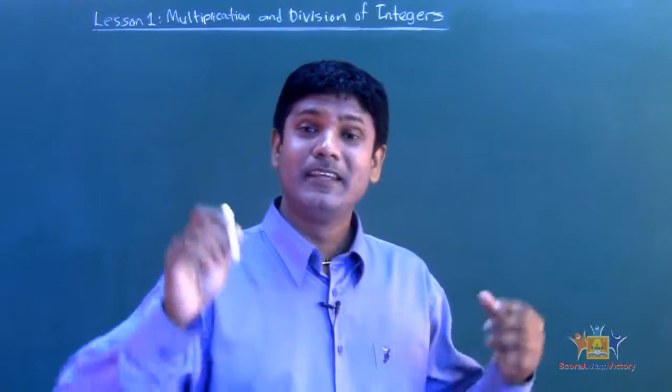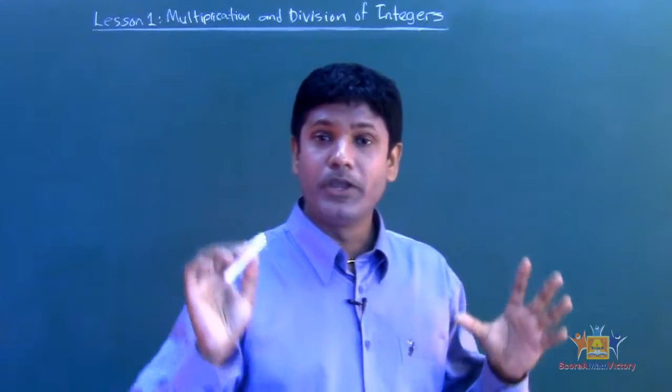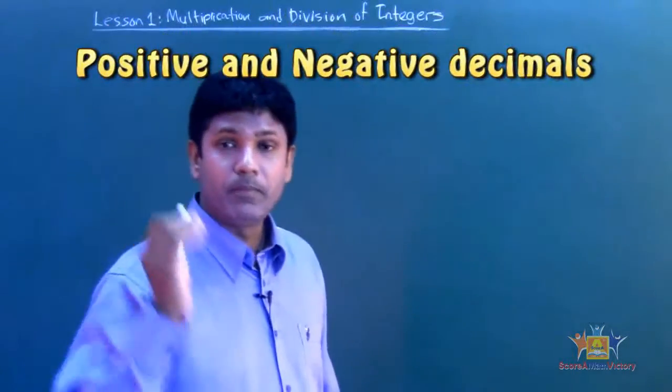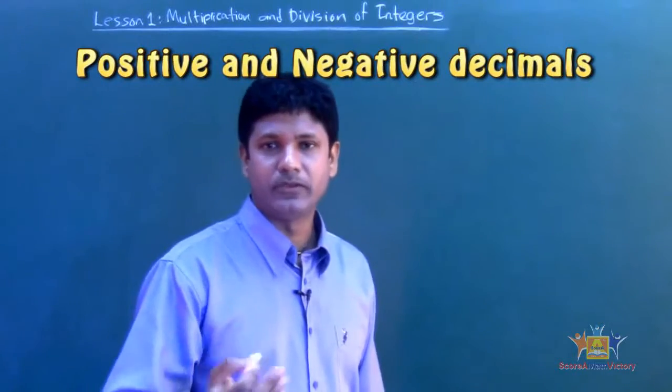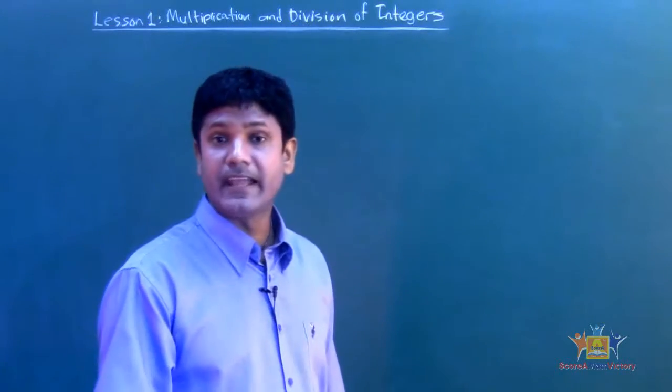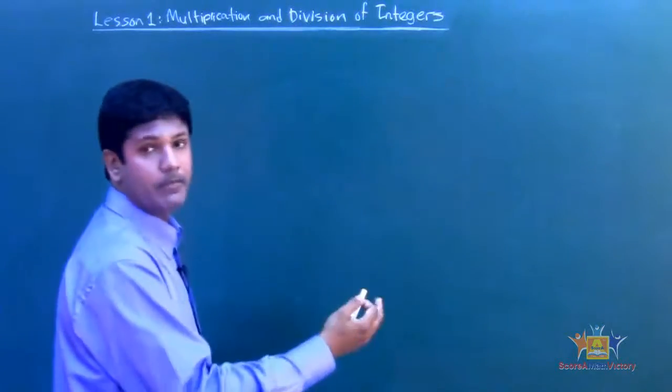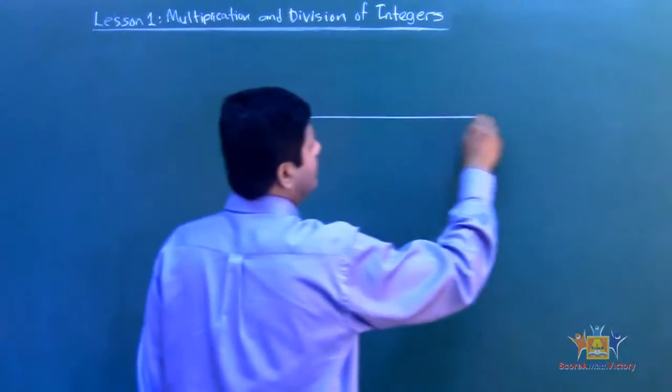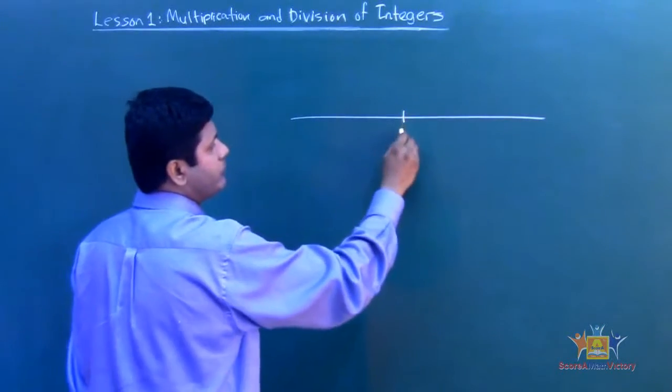Alright my dear students, in this sub lesson we're going to talk about decimals, and they will be positive and negative decimals. So what are positive and negative decimals? First let's put the number line. This is the number line right there. We're going to make a line and then we're going to put a 0 in the center.